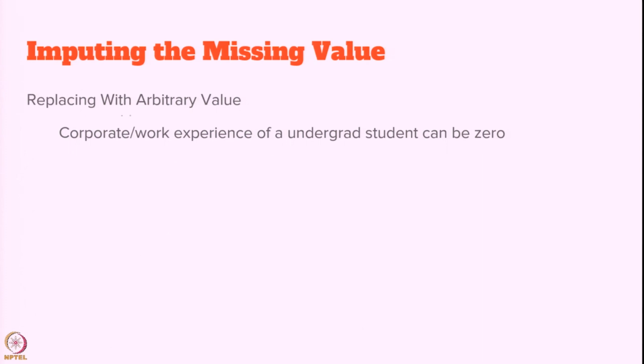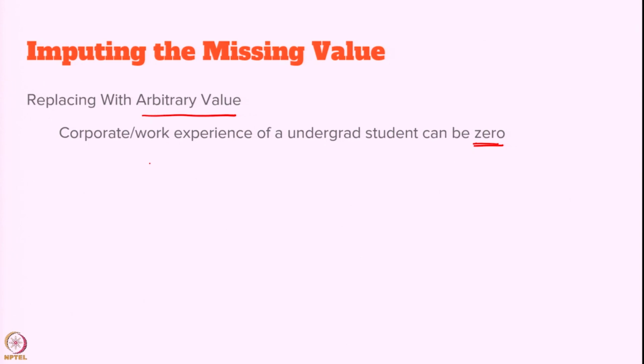Say, for example, replacing with an arbitrary value. You have data in which one of the columns is almost entirely missing, but it is important. What you can do is, say for example, in the case of the corporate work experience of an undergraduate student, we can set it as 0. It is rare that they will have experience at that level. So, we can directly set it to 0 and then use it. Here it makes sense. Whenever we can use such arbitrary values, we can replace with them.